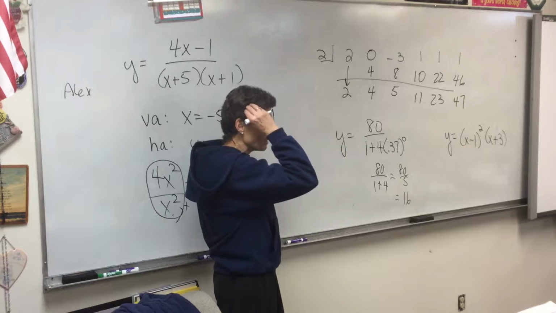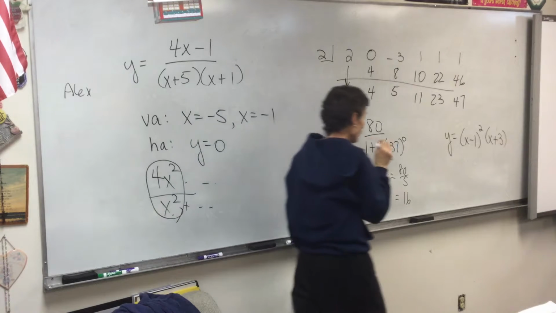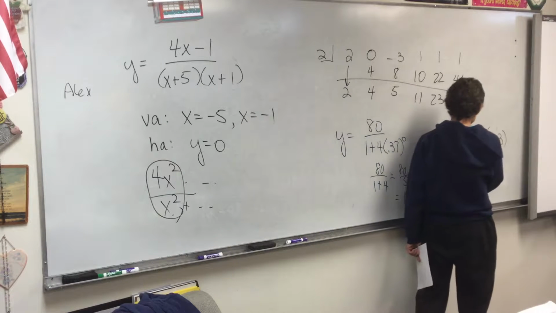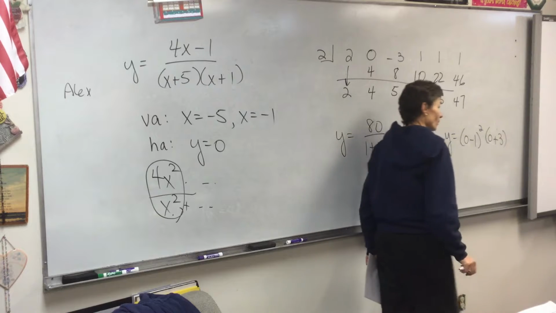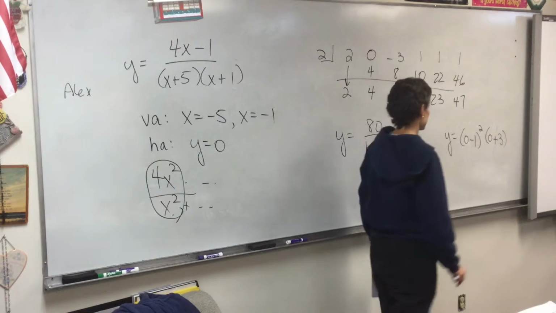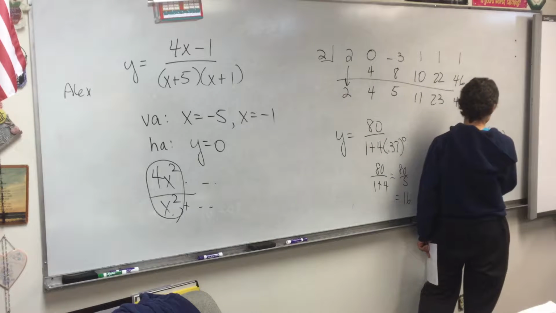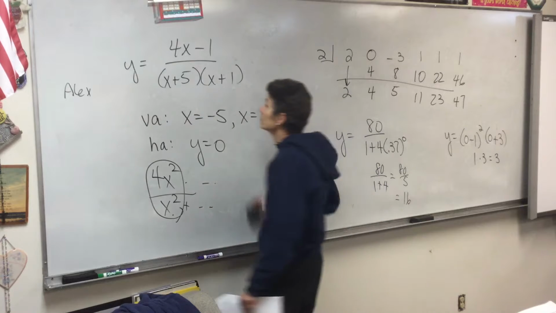Now, what do you need to remember? To find a y-intercept, you let x be 0. So, to find a y-intercept, I let x be 0. There we go. All the x's are 0. That's how you find a y-intercept. So, -1 squared is 1 times 3, so that y-intercept is at 3.